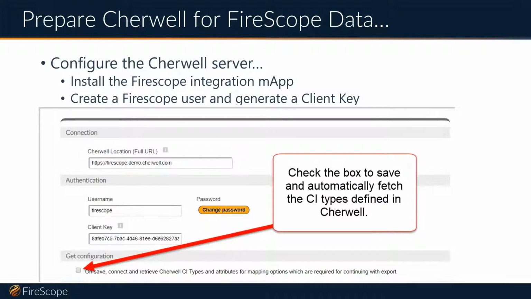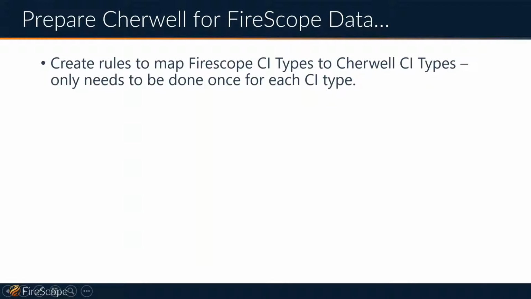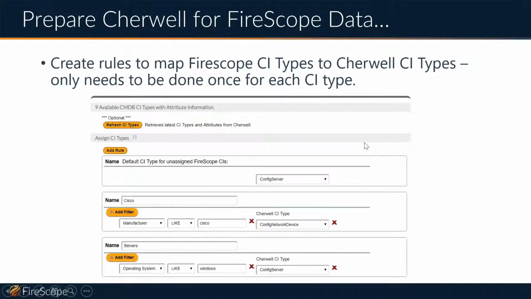There's a tick box at the bottom here, which when you click it and hit save, instigates the first communication between us and Cherwell. And this is where we go and fetch the CI types from Cherwell itself. So what we need to do once we've got these types is map our types to the Cherwell types.